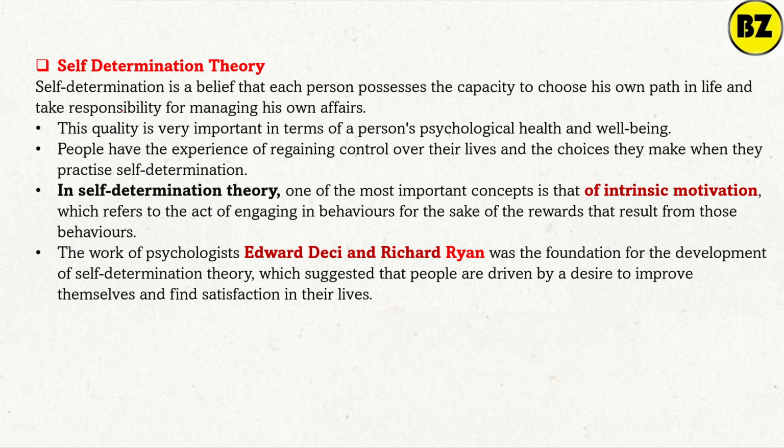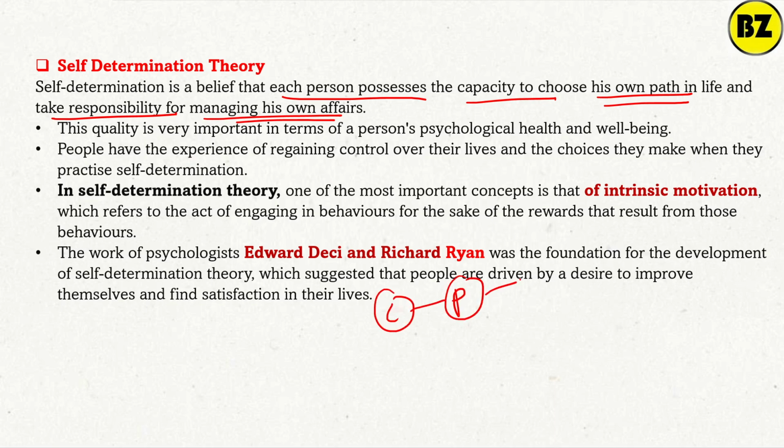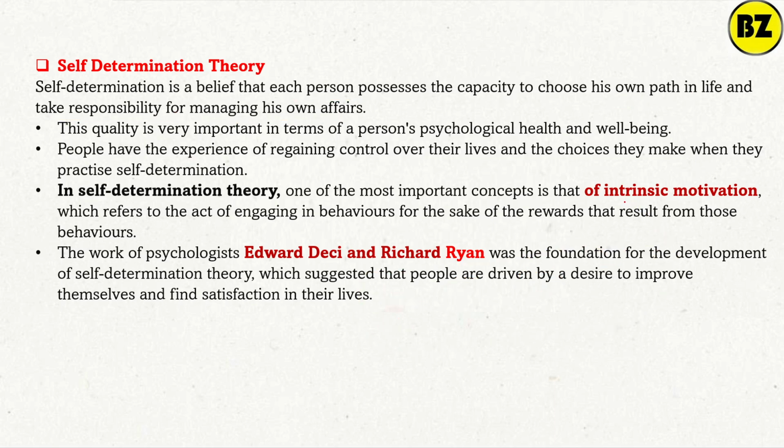Next, self-determination theory. So what is self-determination theory? It is believed that each person possesses the capacity to choose his own path in life and take responsibility for managing his own affairs. See, self means what? Simply your own. Self-determination means what? I am the clerical staff. I want to become an officer. I want to become manager. I want to become general manager. Means what? This is a personal choice, right? So self-motivation is important. Self-determination is important.